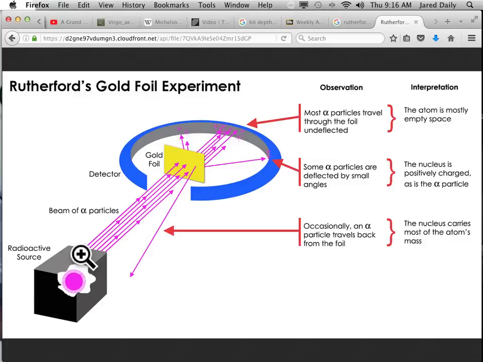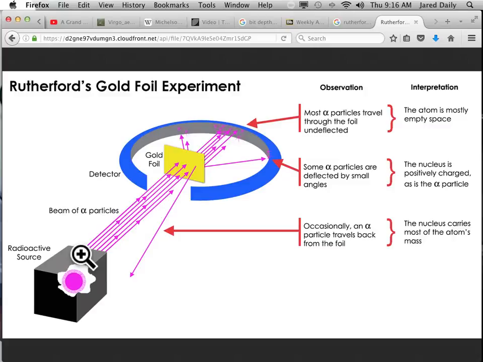So anyway, these particles are easy to detect in many ways. Because they have a large mass, they're easy to detect. Because they have a big charge, they're easy to detect. And because they have a lot of energy when they're coming out of radium, they're pretty easy to detect. So these alpha particles, as they were called, were being used for a lot of things.